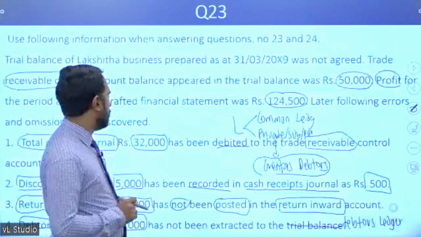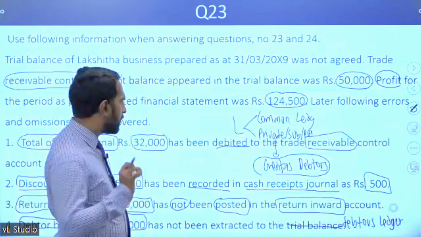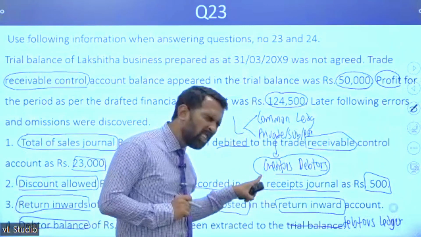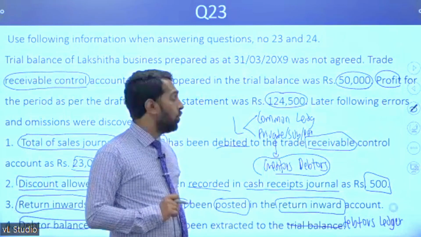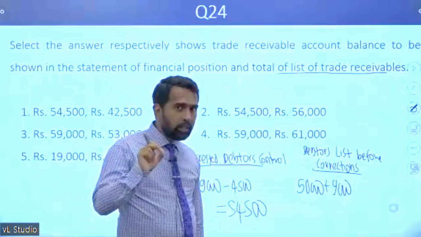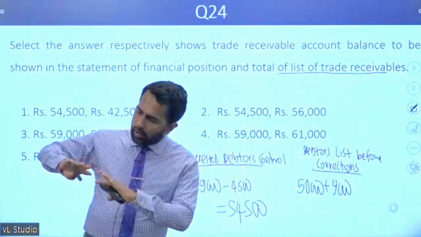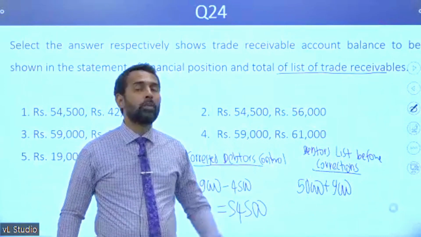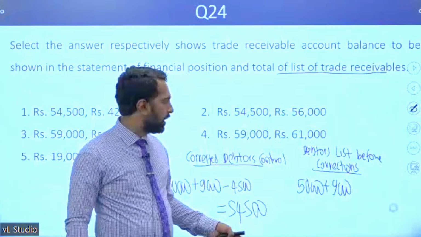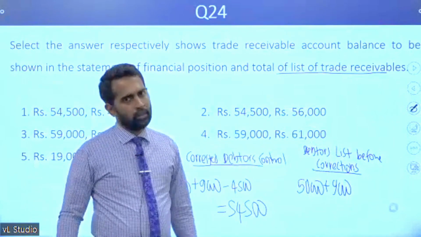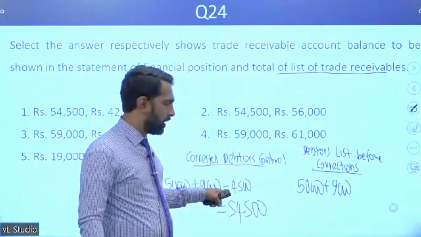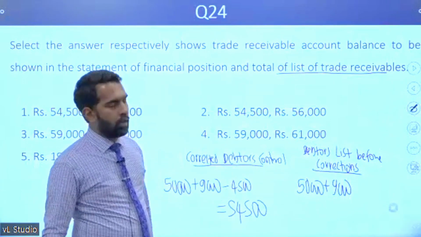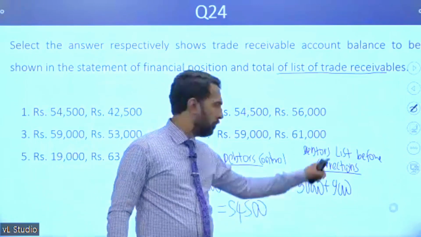Second item is about this discount allowed. It clearly says 5,000 discount allowed is recorded in the cash received journal as 500. So when you are recording something in the journal, your general ledger is also getting messed up, and also your debtors ledger is also wrong. So this mistake is there in both the debtors control account and the ledger. This 50,000 includes that error, which we corrected earlier, but we are looking at before the correction. So no need to correct that 4,500.